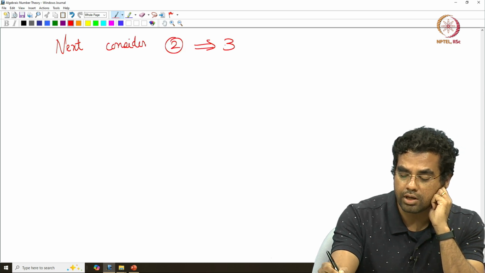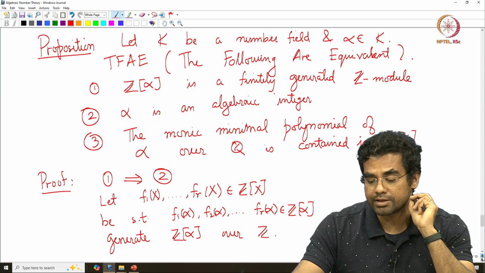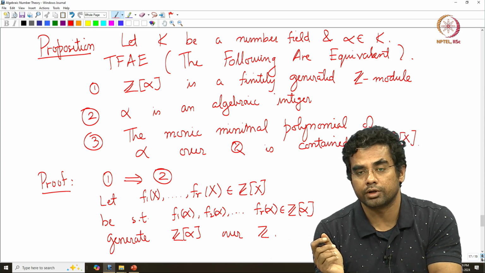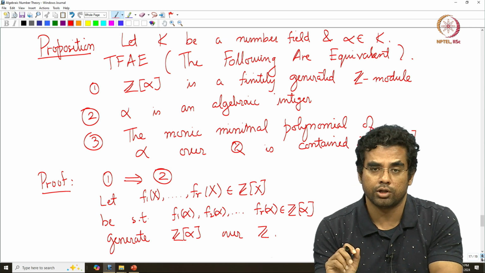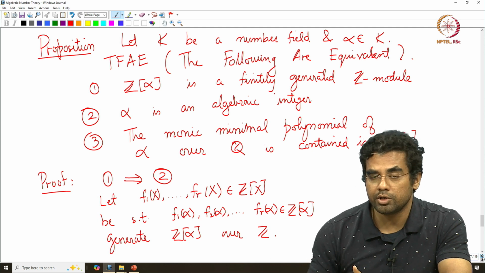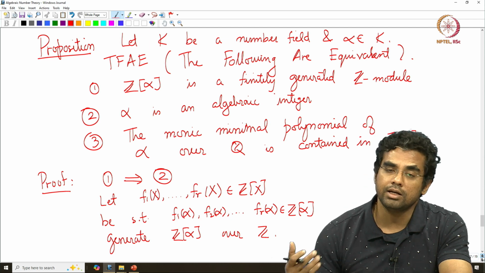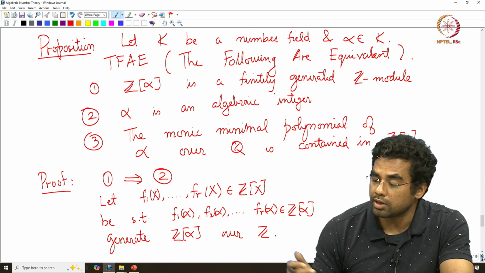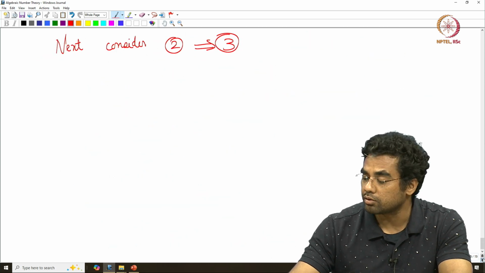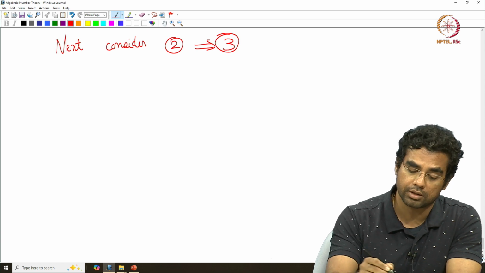2 implies 3. Let me take you back to what 2 is. 2 is that alpha is an algebraic integer, and you want to show that the monic minimal polynomial of alpha over Q itself is a polynomial with coefficients in Z. Being an algebraic integer means that it is a root of a monic polynomial with coefficients in Z, but that need not be the minimal polynomial a priori. A priori it could be of a bigger degree, but statement 3 says that that does not happen. 2 implies 3 says that that does not happen.